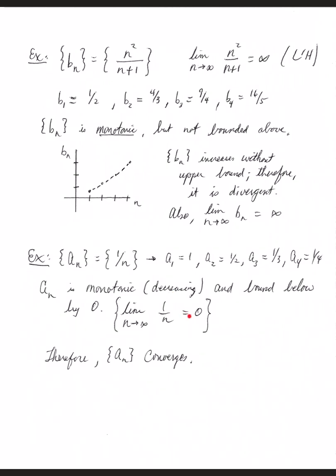Now, decreasing with a bottom or lower bound will tell you that the sequence converges. The limit of 1 over n is 0. So the farther you stretch this sequence out, you'll get a 5th, a 6th, a 7th. Eventually you run into 1 over 1,000,000, 1 over 5,000,000. That sequence converges because it's monotonic, decreasing, and bounded below.